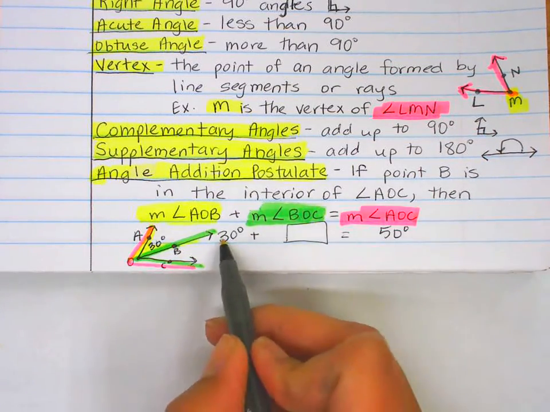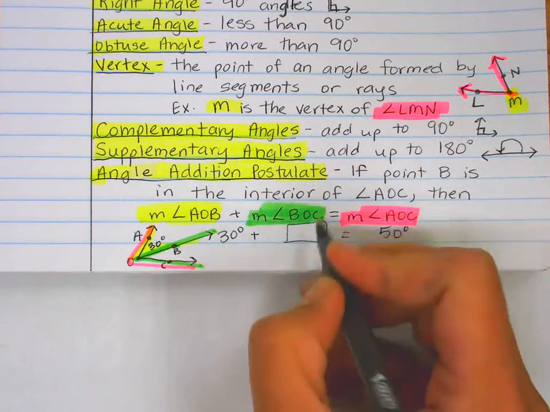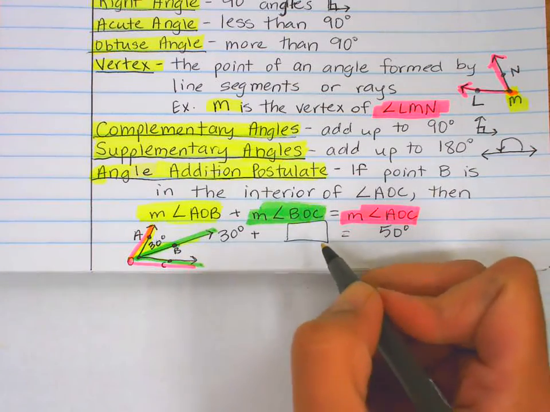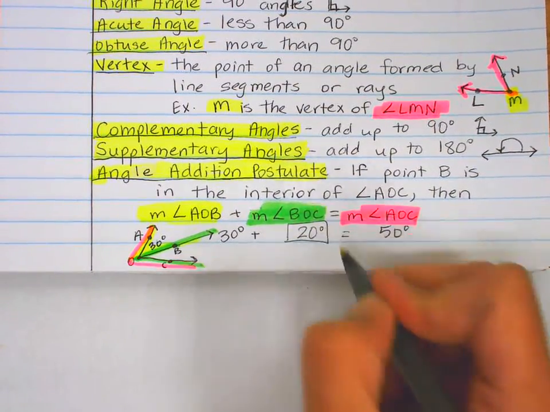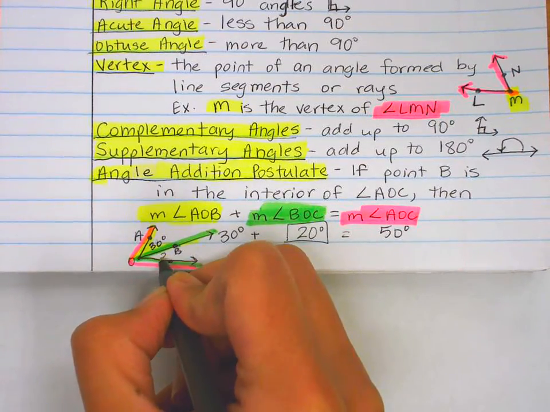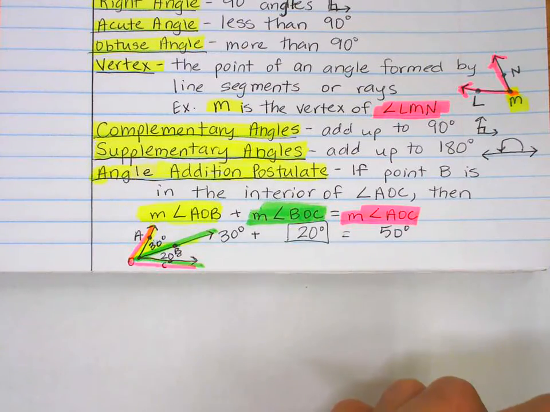What would this missing angle be? So if I have 30 plus what equals 50? I would just do the math mentally, but if the numbers get more difficult, use a calculator. But you can tell it would just be 20 degrees. So this little one would be 20 degrees, and you add them up and it equals 50.